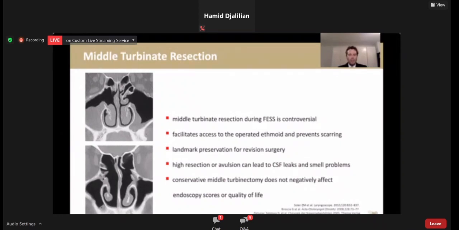Important to know is if you are doing a resection very high up to the skull base or an avulsion, that can lead to CSF leaks and also to smell problems, and that should be avoided.